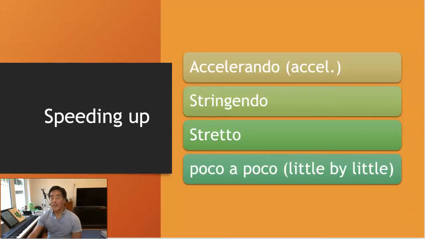Let's take a look at some other ways we could change the tempo in addition to fermatas. We could speed up. So in the score, we might see these terms: accelerando, stringendo, stretto, maybe poco a poco. Poco a poco means little by little. And so after it, you have to tell the person what they're supposed to be doing a little bit. It could be poco a poco stretto, poco a poco accelerando. You could also put a tempo, poco a poco vivo, or some instruction to say little by little, fast.